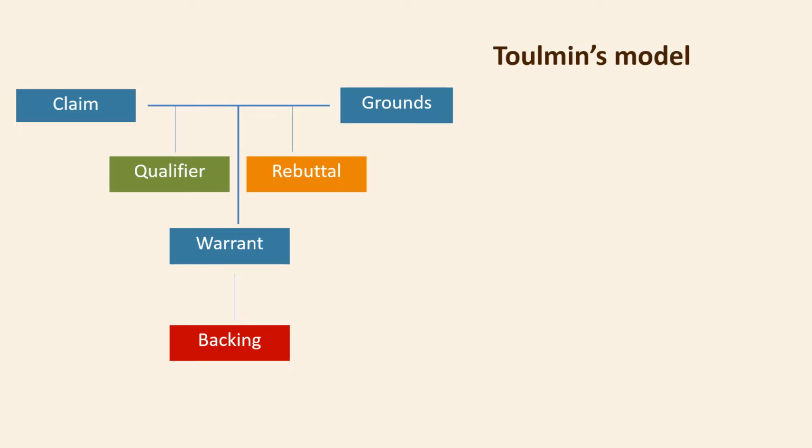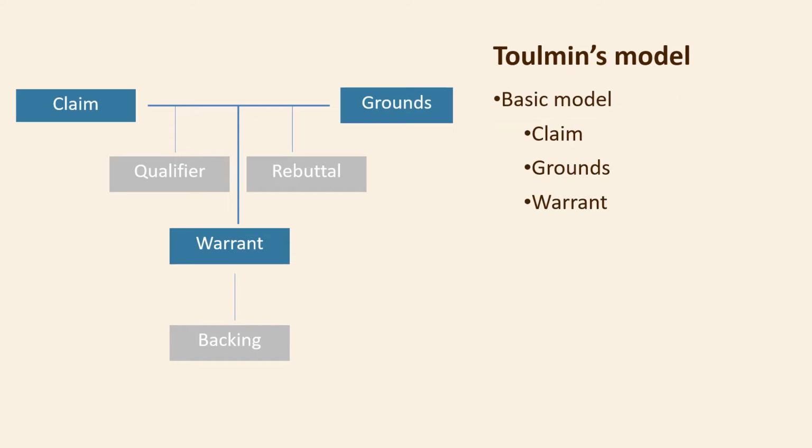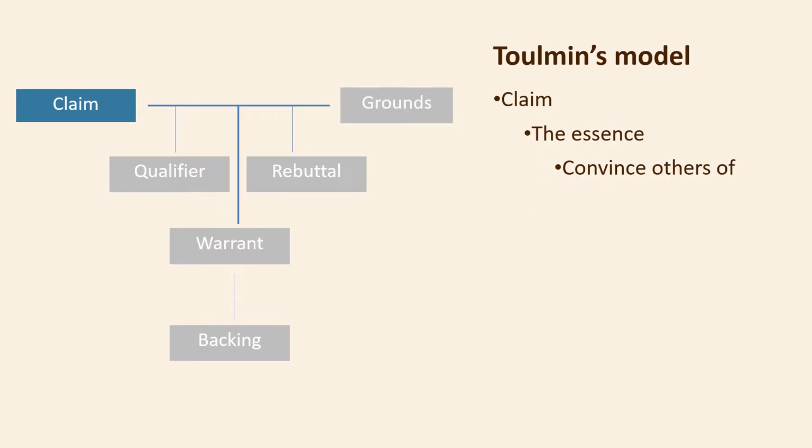After reviewing each of the 6 elements of Toulmin's model, here is how you can use the model. The 3 essential elements will always be present in an argument, so we start by explaining the basic model. As mentioned, the basic model includes a claim, grounds, and a warrant. The claim is the essence of your argument, the point you want to convince others of or gain support for. It is the heart of your argument.